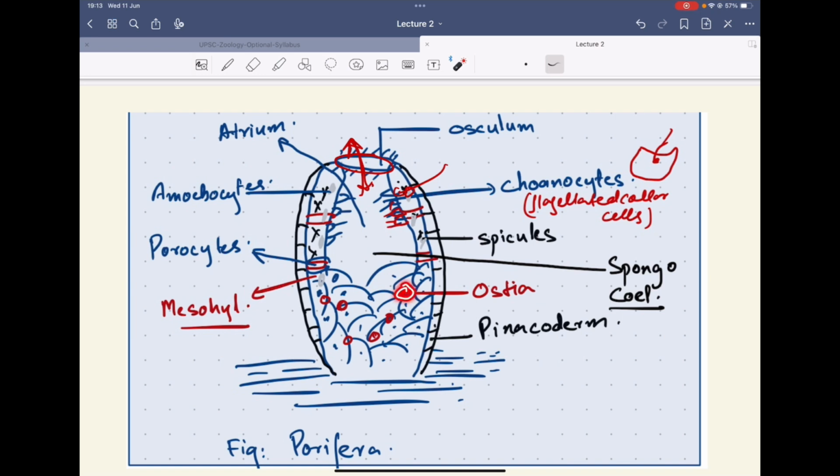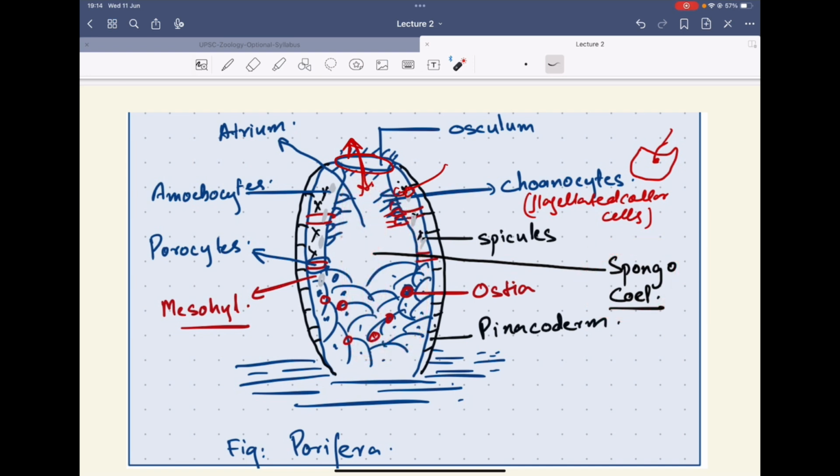After the pinacoderm, you will observe these small holes on the body. These holes are called the ostia. Ostia are the holes from where the water enters into the body of the Porifera. Inside, you will observe this cavity. This cavity is called the spongocele.